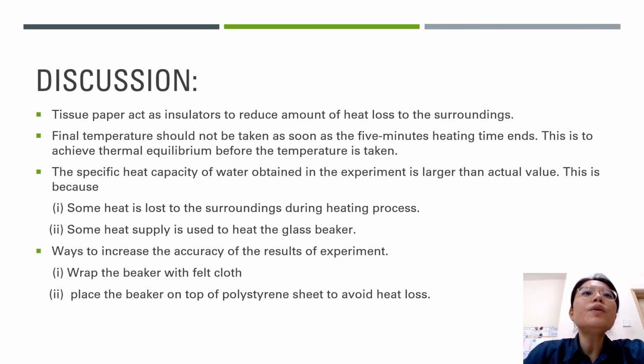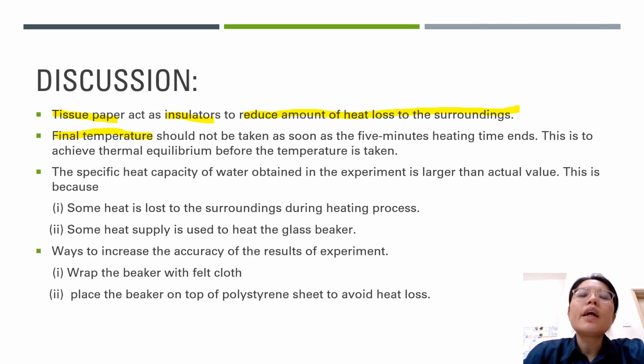A few important points that you need to take notes. Tissue paper act as insulator. Why? You need to wrap with tissue paper to reduce the amount of heat lost to the surrounding. Second, final temperature should not be taken as soon as 5 minutes heating time ends. This is to achieve thermal equilibrium before the temperature is taken.